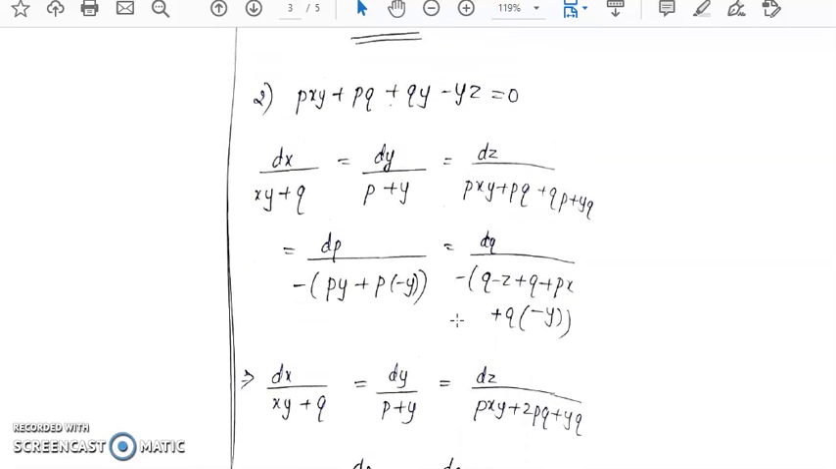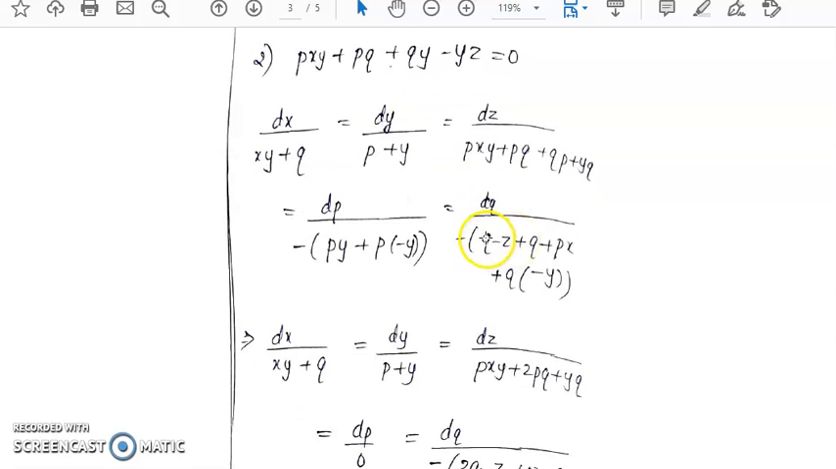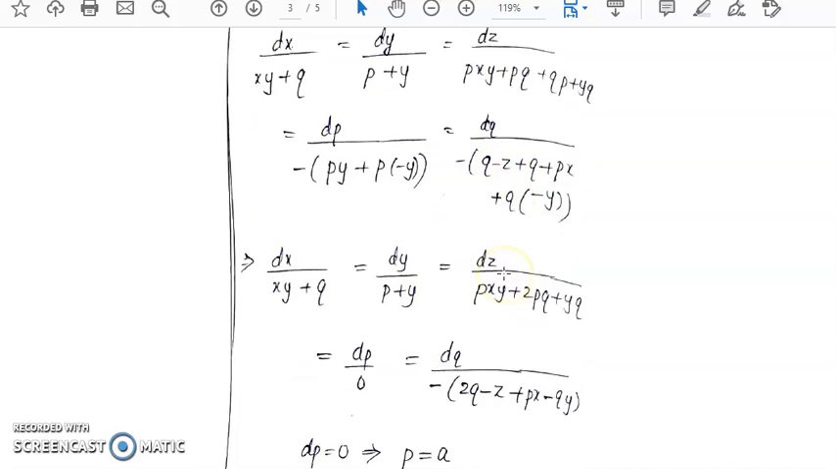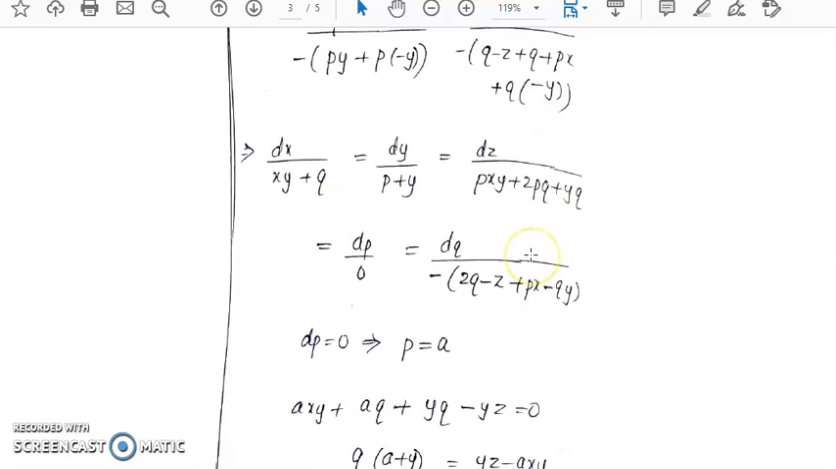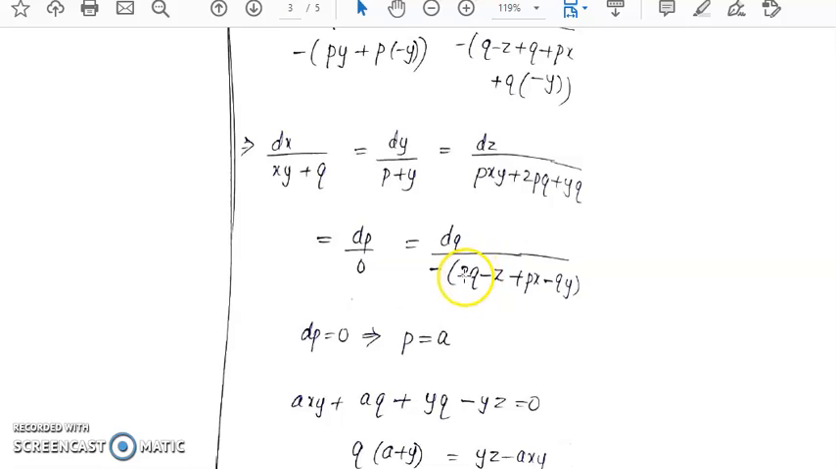So fy is going to be px plus q minus y. I have written an extra q over here, so you make that correction. There is no extra q there. So here you have minus of z plus px plus q into minus y. In this equation also it will be q, not 2 times q. So please do make that correction. So this is your Charpit's equation.